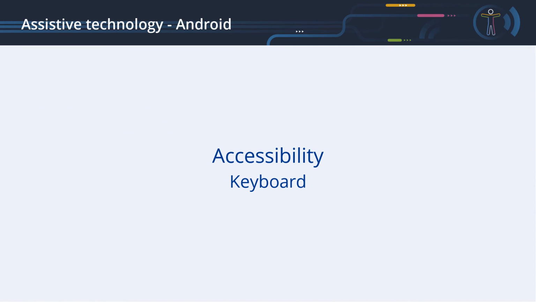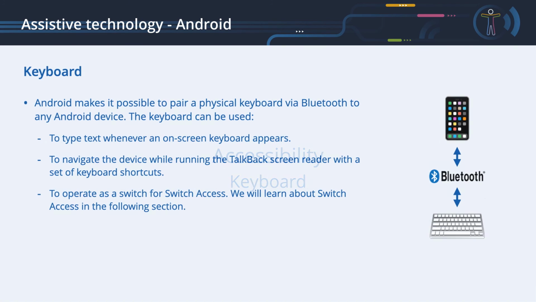Keyboard. Android makes it possible to pair a physical keyboard via Bluetooth to any Android device. The keyboard can be used to type text whenever an on-screen keyboard appears, to navigate the device while running the TalkBack screen reader with a set of keyboard shortcuts, or to operate as a switch for switch access. We will learn about switch access in the following section.